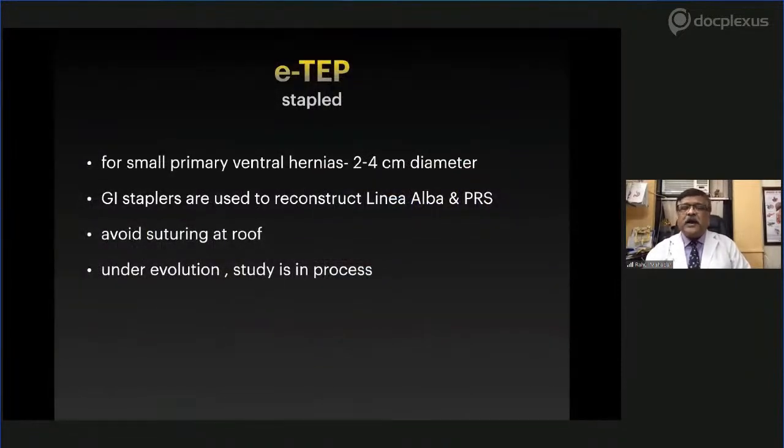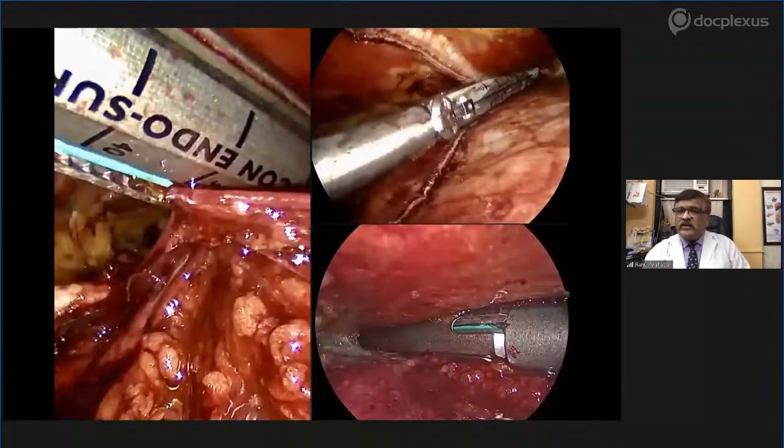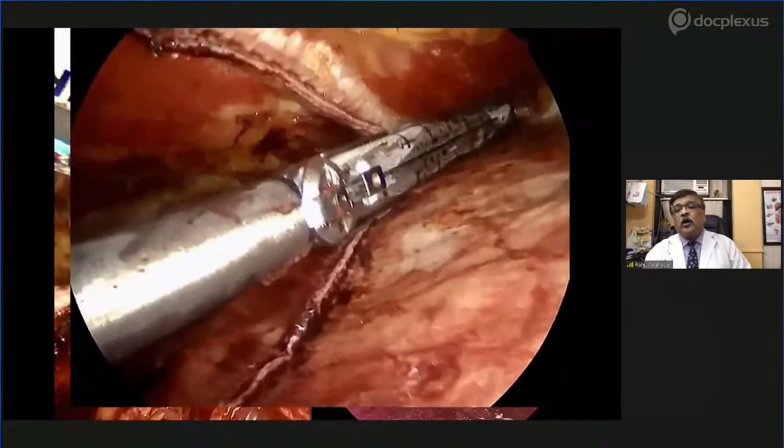Now, the E-TEP stapled approach is for small primary ventral hernias, 2 to 4 centimeter diameter. GI staplers are used to reconstruct the linea alba and posterior rectus sheath, which avoids the suturing at the roof. It is under evolution and the study is in progress. Because of this COVID pandemic situation, it has been delayed, but the study is still going on. What he does in this particular thing is he uses the GI stapler to separate the linea alba as well as the posterior rectus sheath.